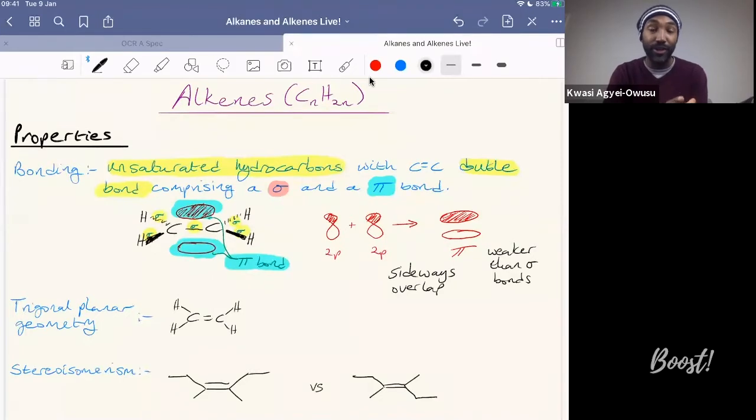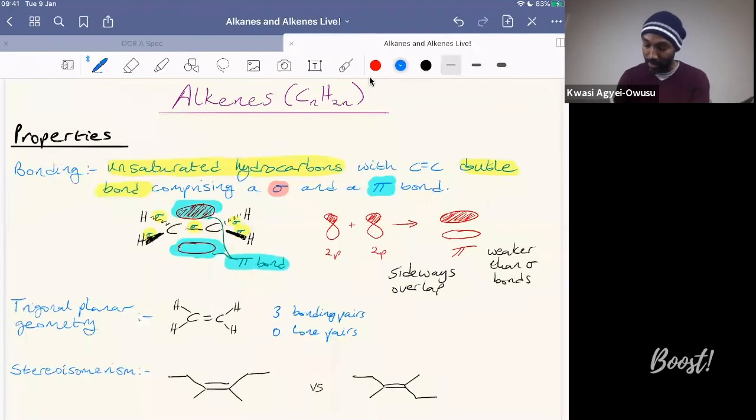The double bond counts as just one region of electron density for the purposes of our electron pair repulsion theory. So we've got three bonding pairs, and there are zero lone pairs. If the bonding pairs are going to repel equally, the best way to arrange them would be to give a trigonal planar arrangement and a 120-degree bond angle between the carbon and hydrogens.